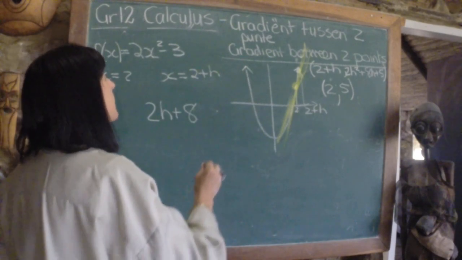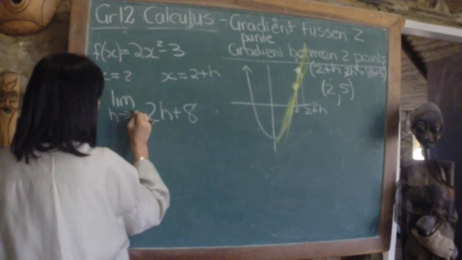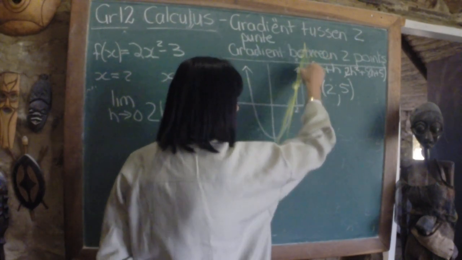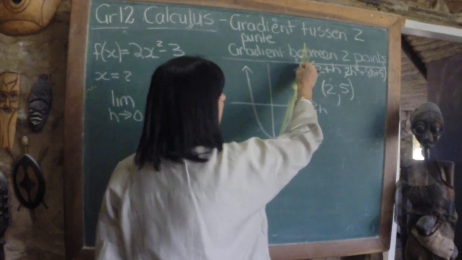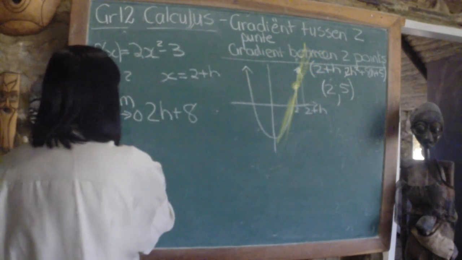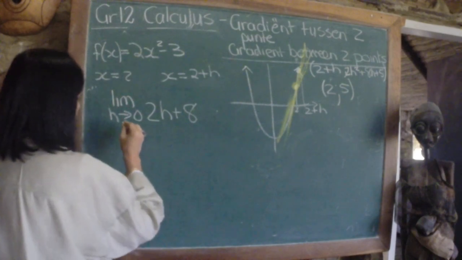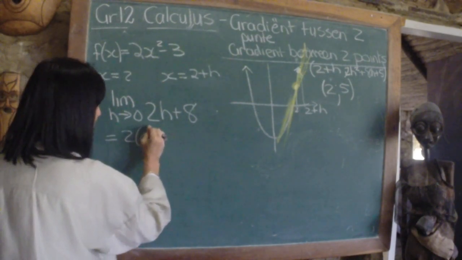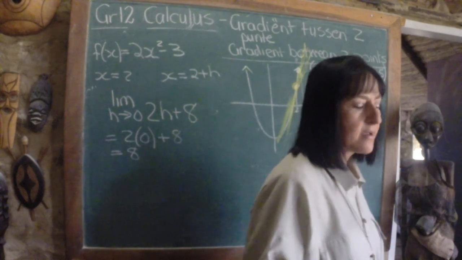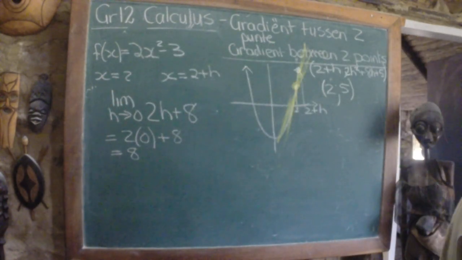En om die gradiënt van die raaklyn te kry, gaan ons h laat neig tot nul. We want to bring that point as close as possible to that 2. We're going to get the gradient of the tangent. As ek daai ander punt so naby as moontlik aan 2 bring, gaan ek die raaklyn se gradiënt bepaal. So hoe doen ek dit? Ek kry die limiet van h wat strewe na 0. We want this distance to be as small as possible. So ek gaan nou vir h vervang met 0. So wat gaan die gradiënt wees van die raaklyn by daai punt waar x gelyk is aan 2? The gradient is going to equal 8. Goed. Let's do another example.